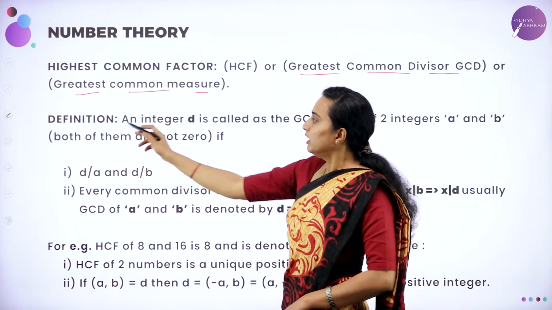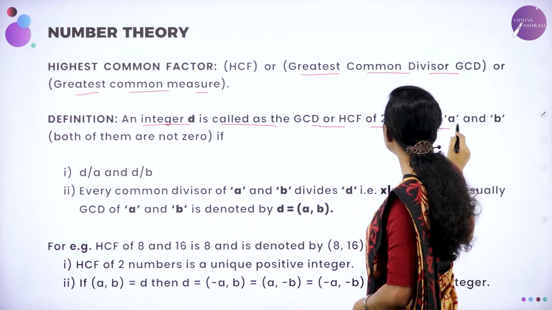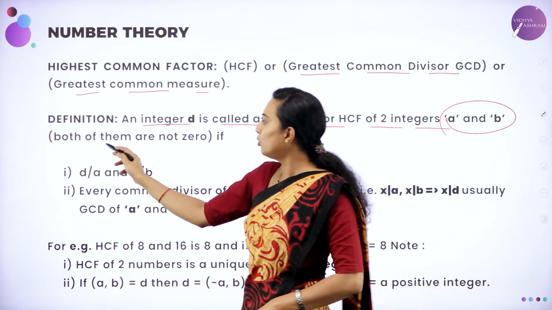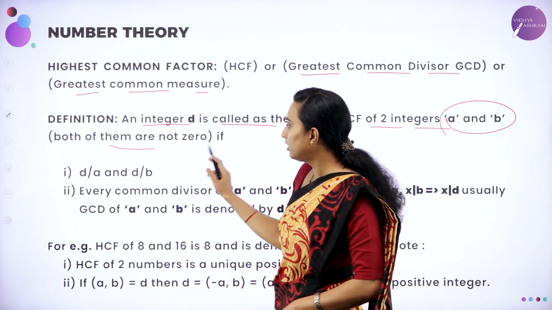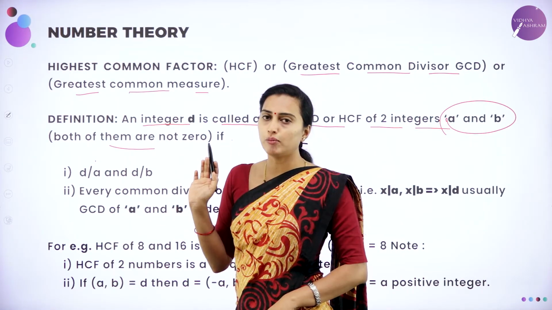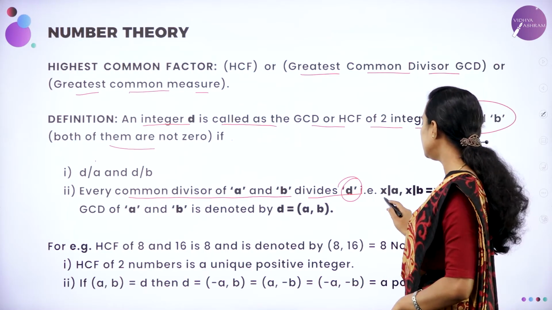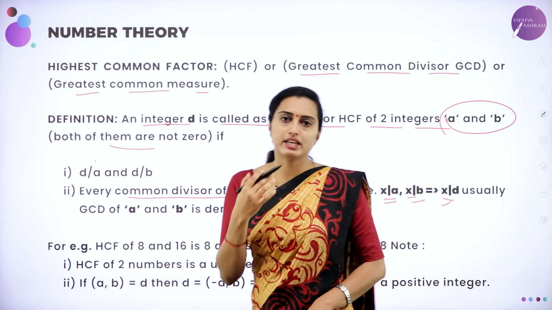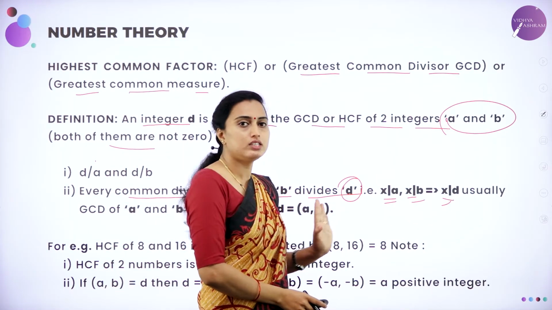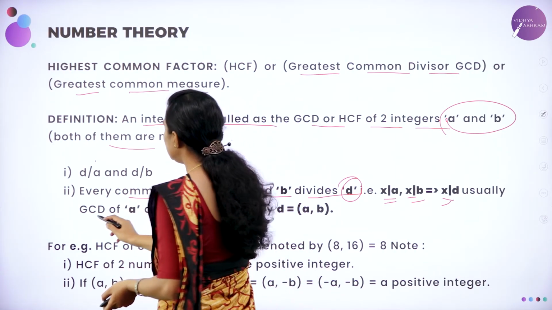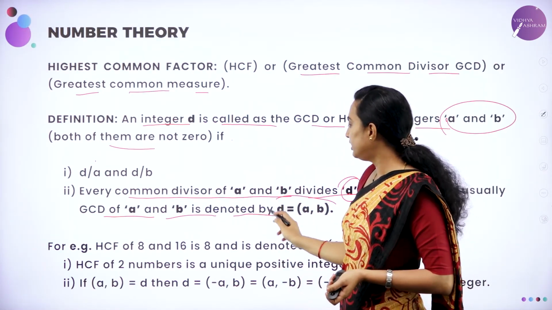So, first the definition: an integer D is called the GCD or HCF of two integers A and B if both of them are not 0, if D divides A and D divides B, and every common divisor of A and B divides D. That is, if x divides A and x divides B, then x divides D. Usually, GCD of A and B is denoted by D equals (A, B). This is how you are going to denote the number.